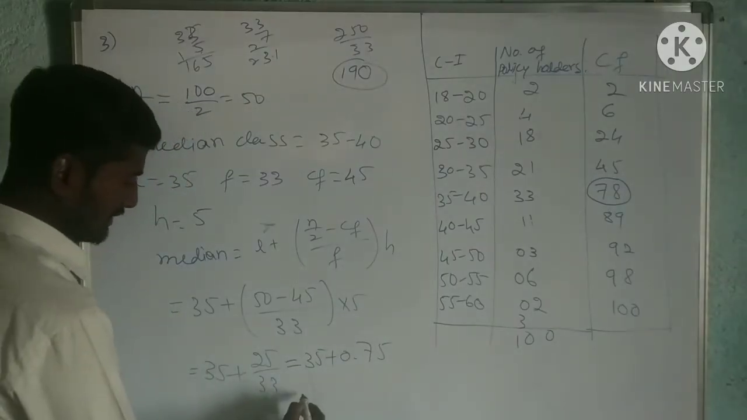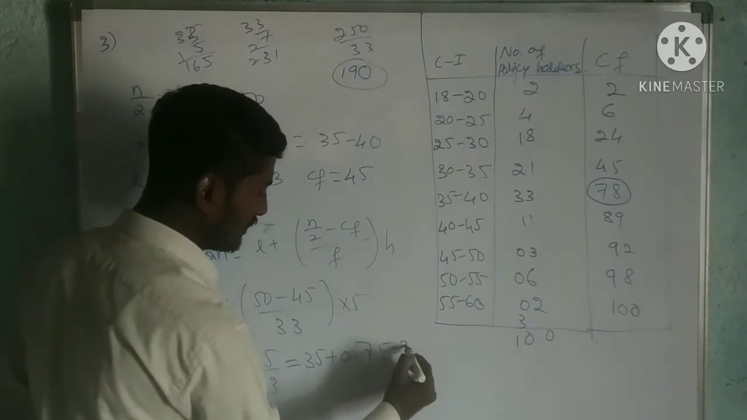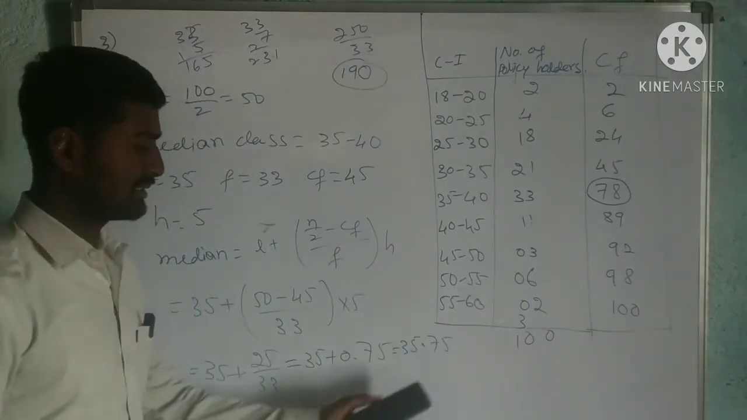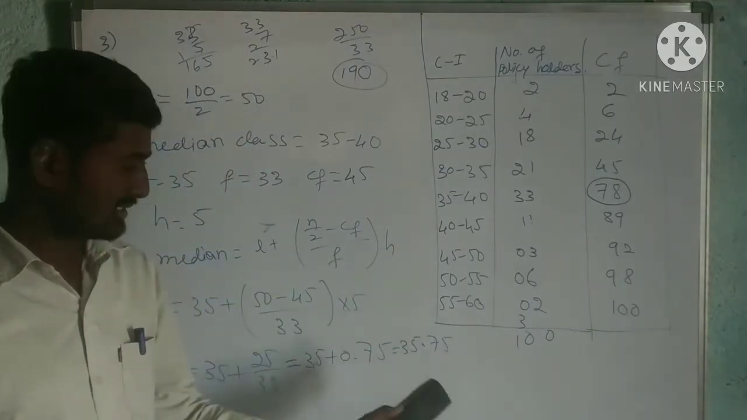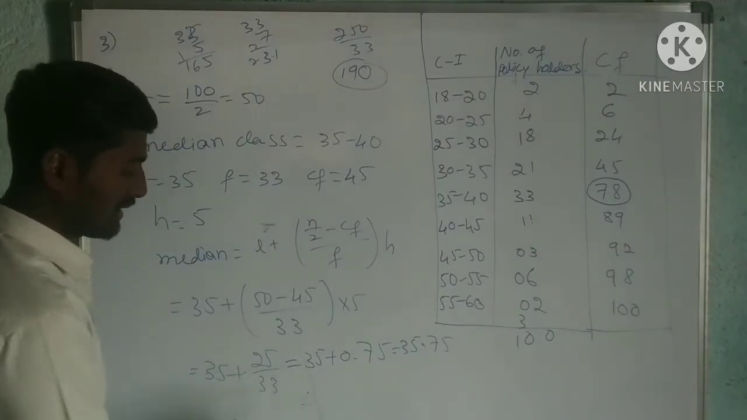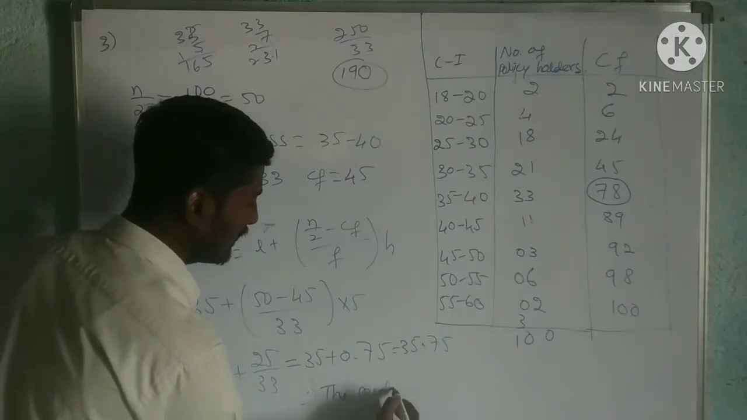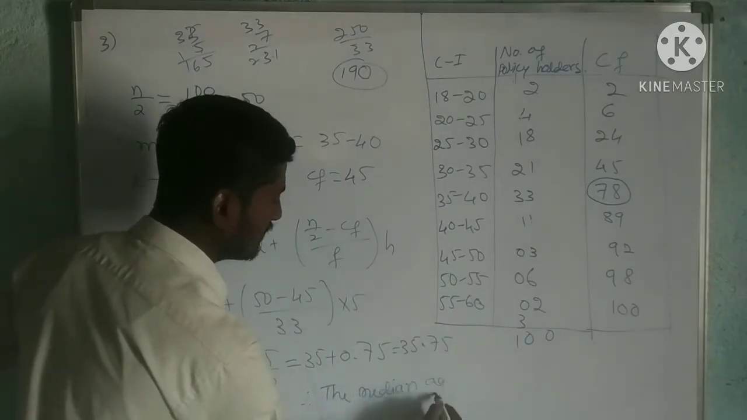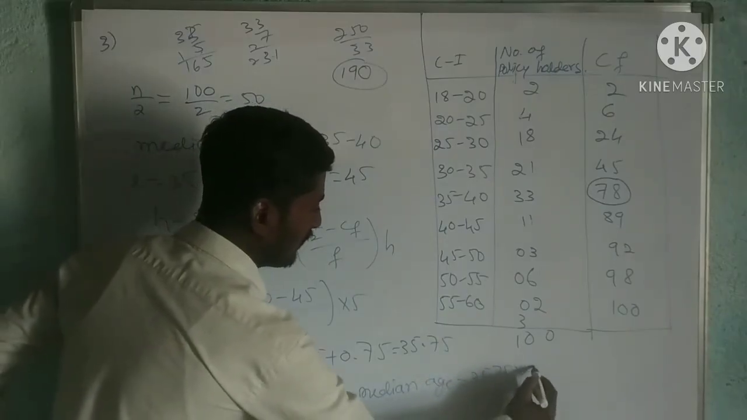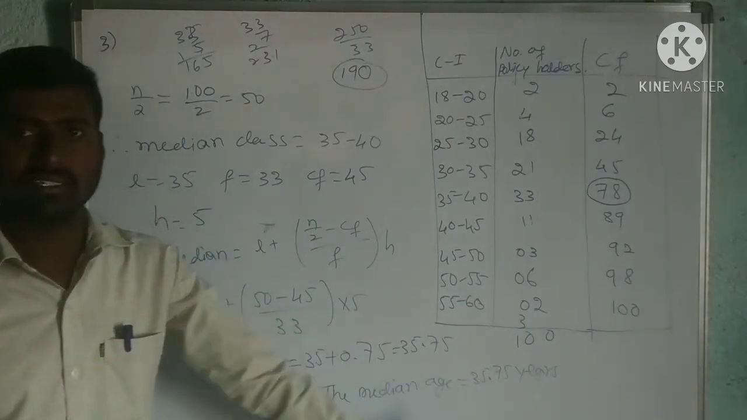So this is equal to 35.75. This is the median age. In years, it is 35.75 years. So the conclusion: therefore the median age is equal to 35.75 years. It is the median age.